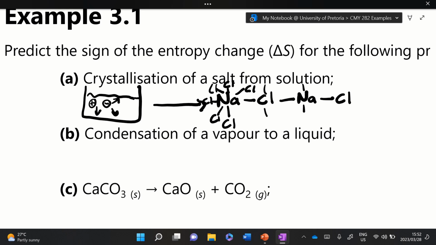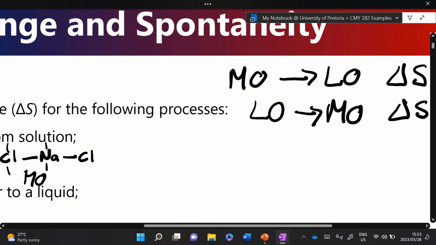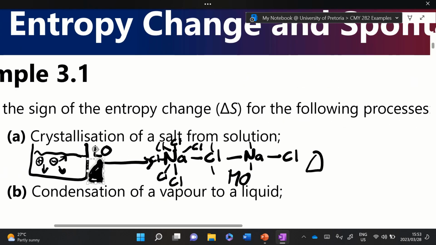So of course, this is what we'll call more ordered than this, which is less ordered, because in this case, we have ions that can basically drift wherever they want, and in this case, we have ions that are in a solid crystal lattice. So in other words, they can't really move to wherever they would like to. So we have a situation where our delta S is then less than zero, because we go from a less ordered state to a more ordered state.